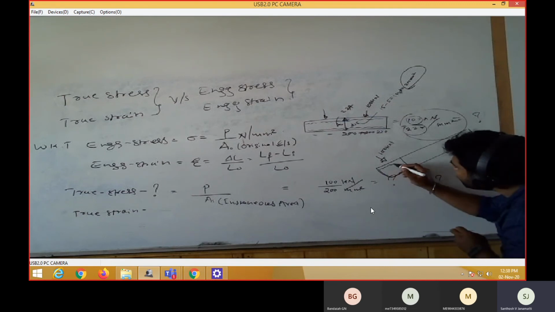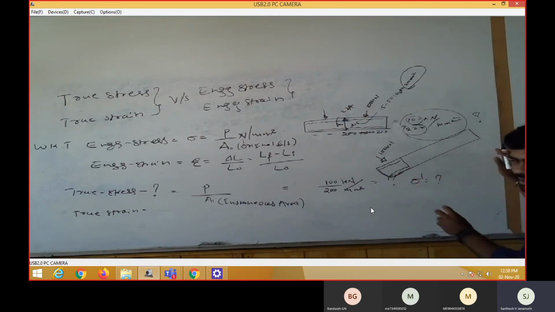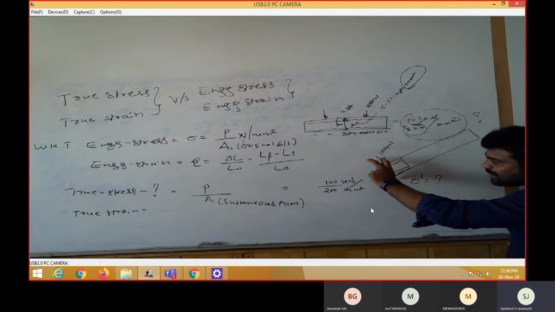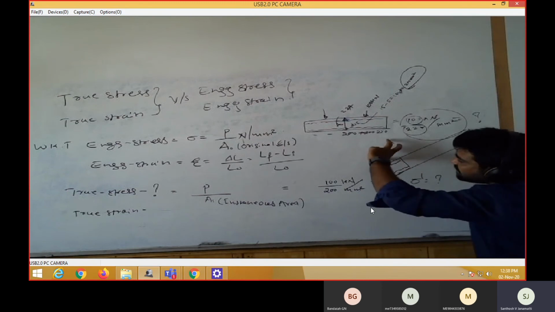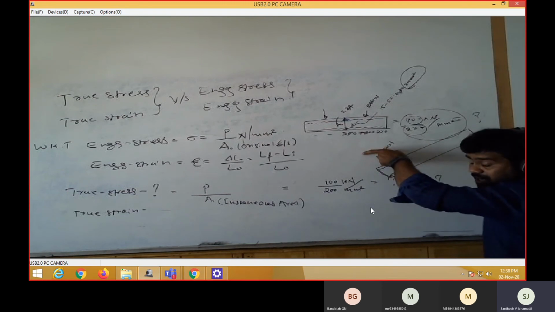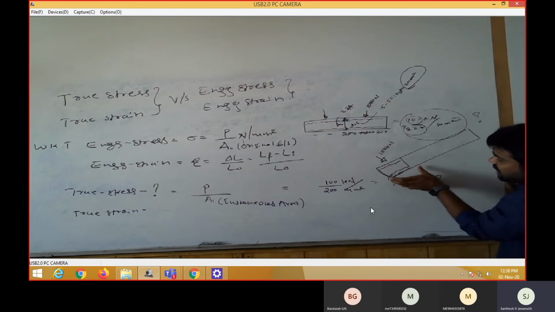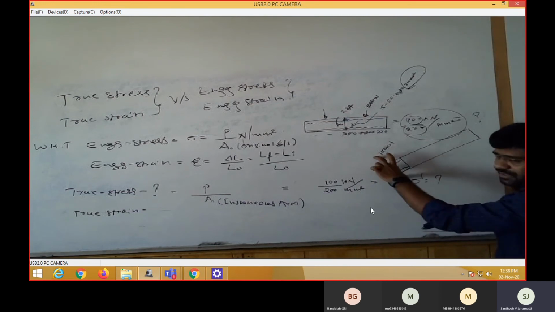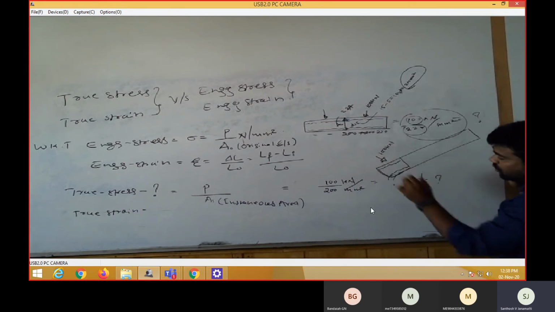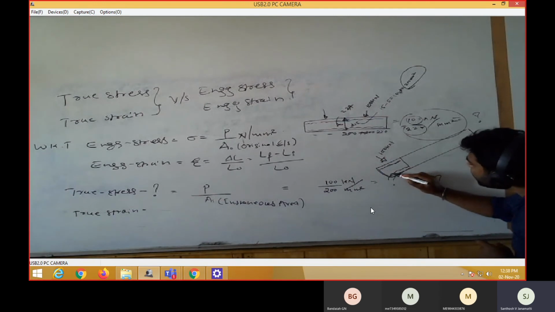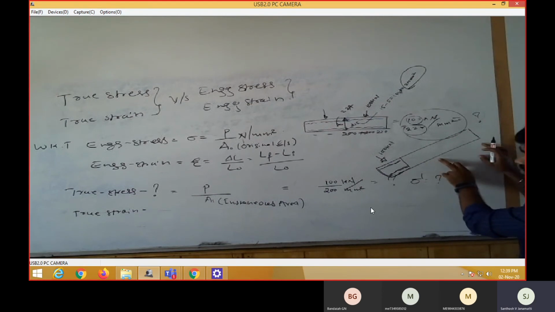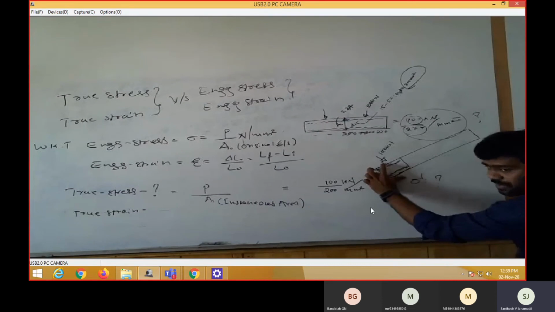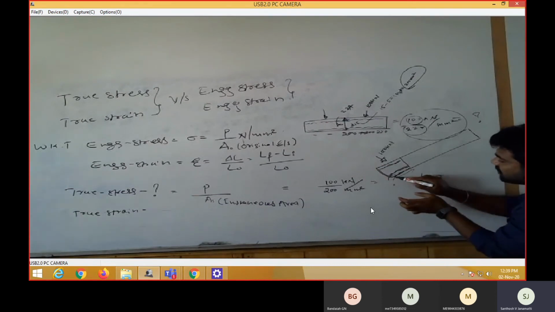Only this area will be reduced, not this area, because I am applying a point load at the first end. This is the left end or back end, and this is the front end. Due to the 100 kilonewton, only a certain area is affected by the applied load. Only up to here can I expect a reduction in cross-sectional area. Nothing will change in this other area. Here the cross-sectional area will be reduced and the length will increase.